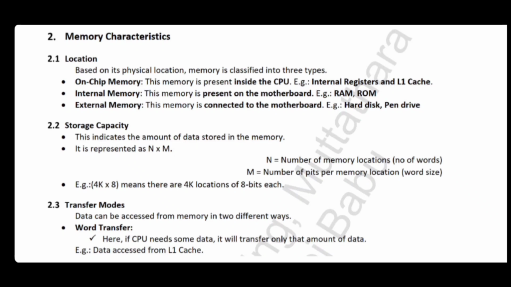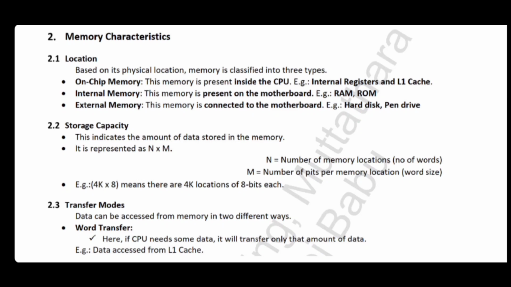On-chip memory is present inside the CPU, that is internal registers and L1 cache. On-chip memory is nothing but memory present inside the CPU. The next, internal memory, is present on the motherboard, that is RAM and ROM. Then the third is external memory. This memory is externally connected to the motherboard. Example, hard disk and pen drive.